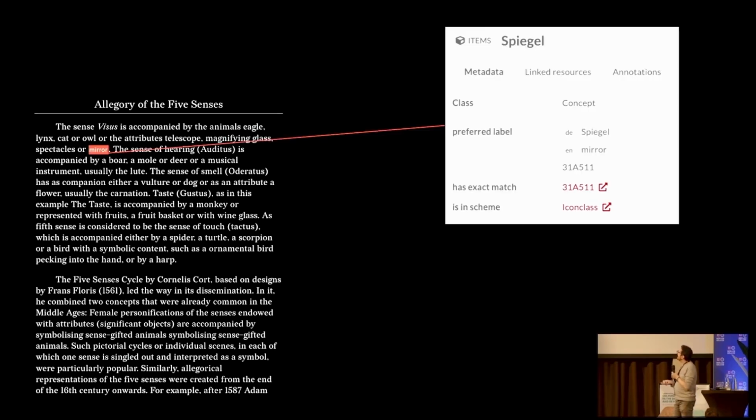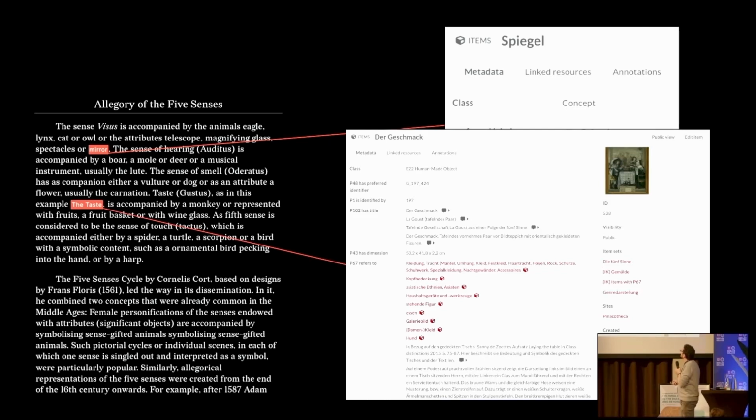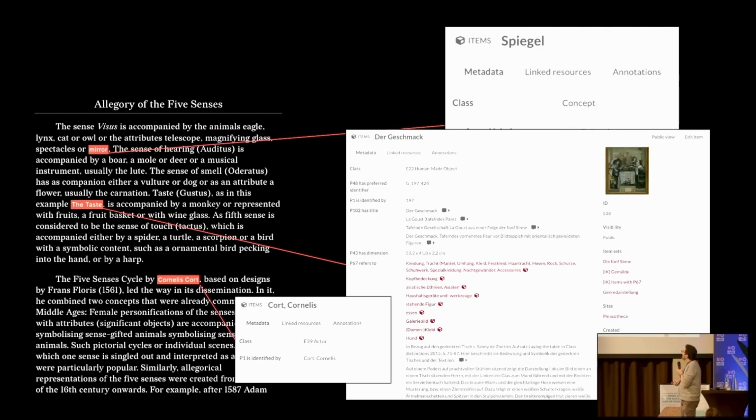So the basic idea was, and that was the task for the curator, for the art historian, to pick out specific words that are important, and then we would connect these words with the data records in our Omeka instance. For example, this could be a concept, this could be a visual work, could be also a creator, it could be a geographical place, it could be many things.